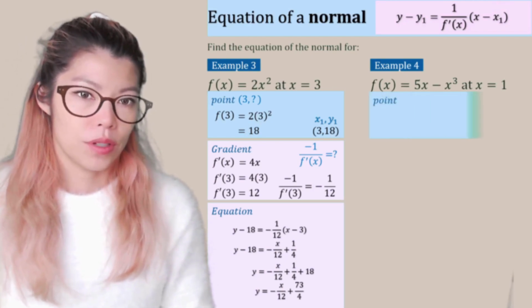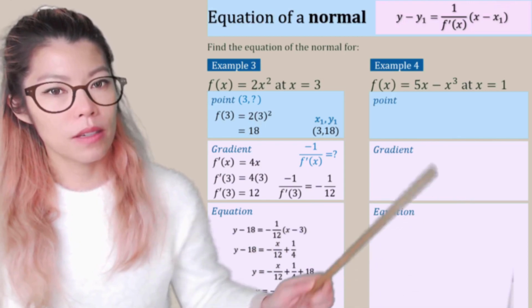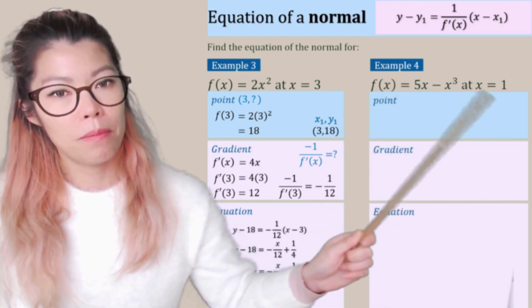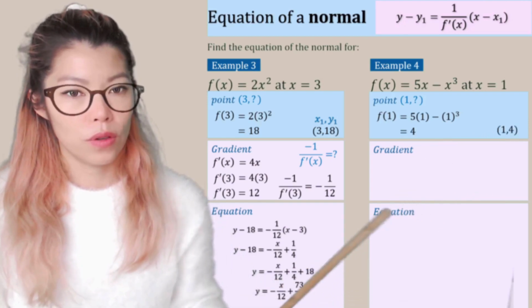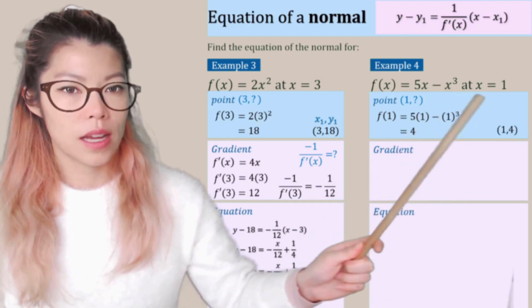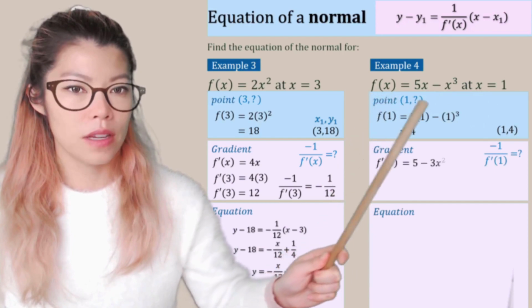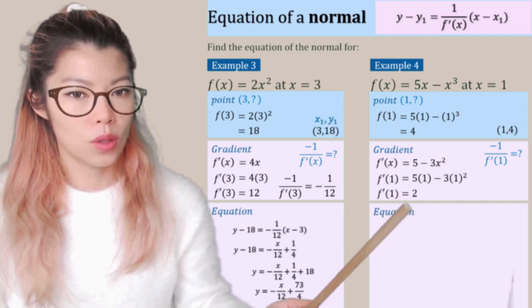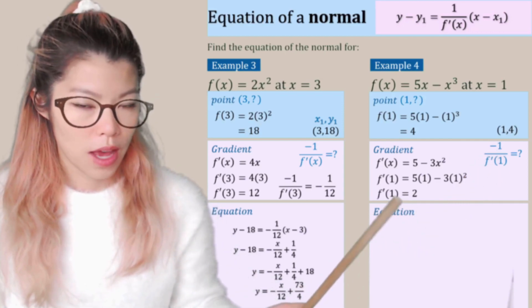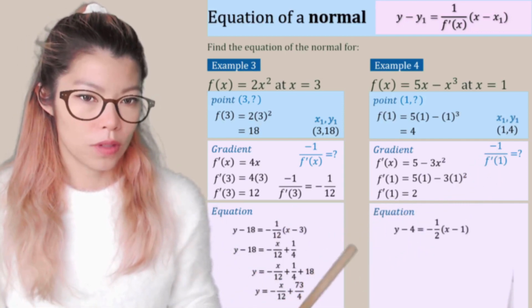Let's do the example on the right. Again, the same three steps. So step one, plug it into f of x to find the y value, which we have done before. So (1, 4) is our coordinate. Then the gradient at x equals 1, firstly derive it. So 5 minus 3x squared. At 1, it is 2. And a minus 1 over that would become minus 1 over 2.